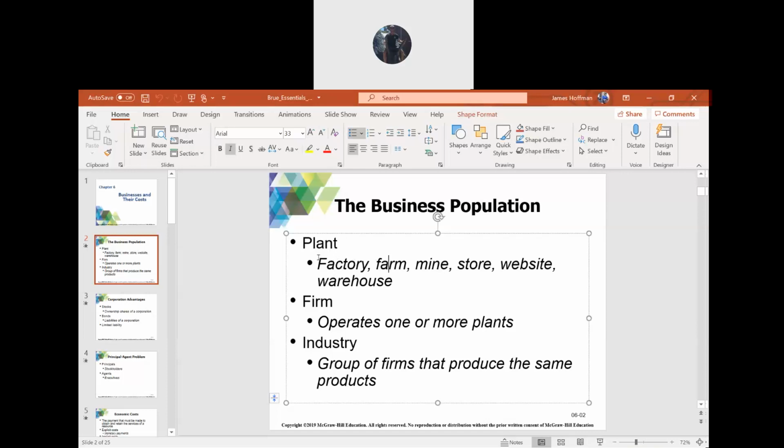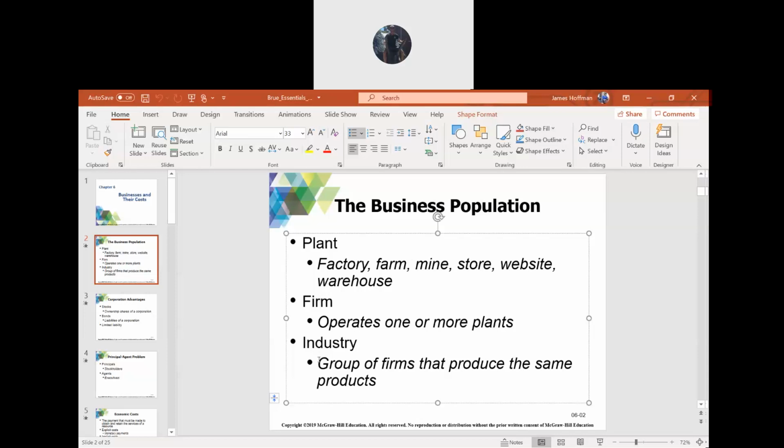So a plant consists of any one or more of these things, or anything else that fits in this category. A firm is going to operate one or more plants. A really small business can have just one store. A small business can have two stores, and depending on the size of the firm, they can have a bunch of stores, websites, farms, warehouses, etc. But one firm has to operate at least one plant. And if you're looking at something bigger like Amazon or Target, they probably have millions of plants if you put all these things together.